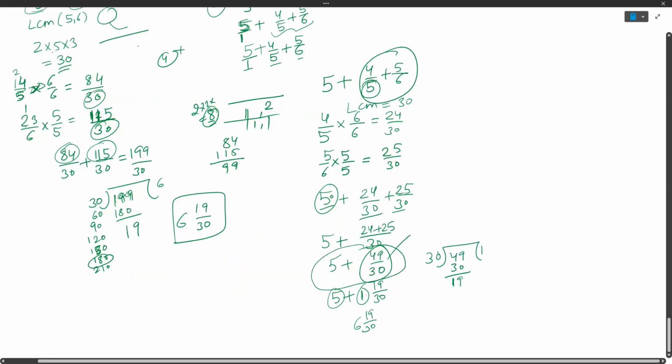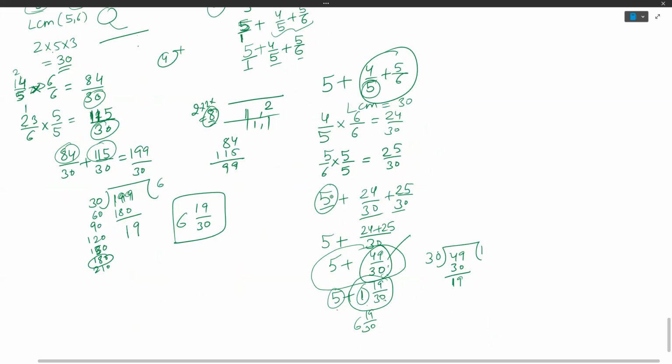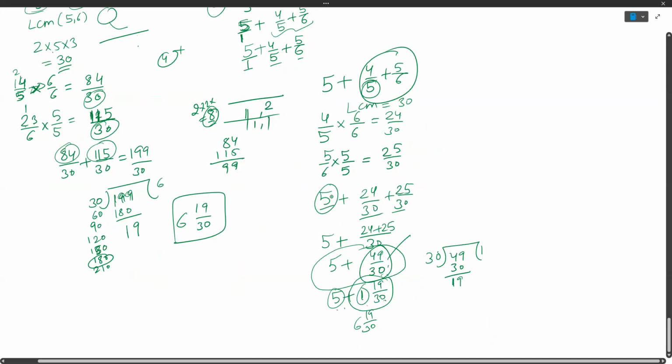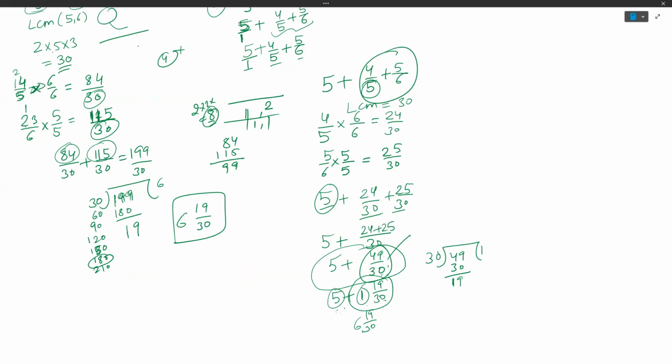So now 49 by 30, convert this fraction into the mixed fraction. And now you have to add the 5 with this mixed fraction. So add the whole parts, 5 and 1, and write the answer in the mixed fraction. Clear? Is it clear, children? Did you understand? Any doubt?